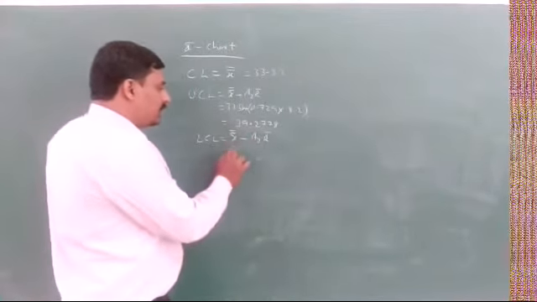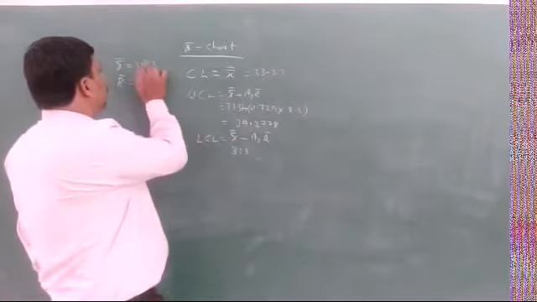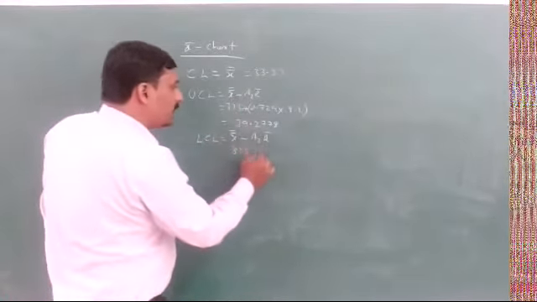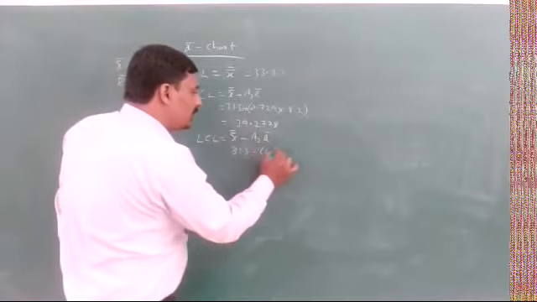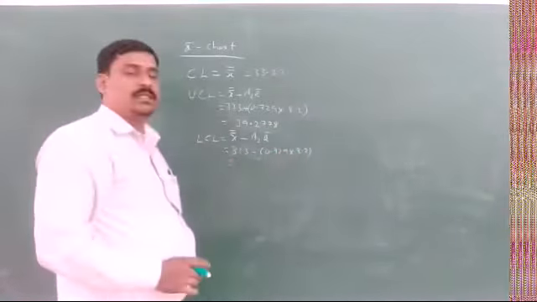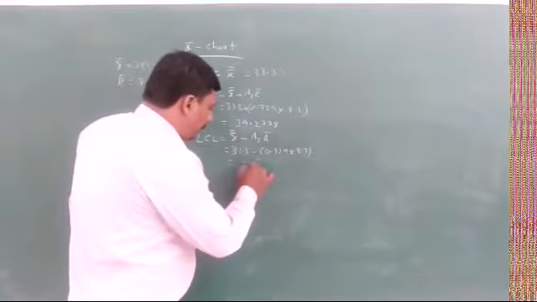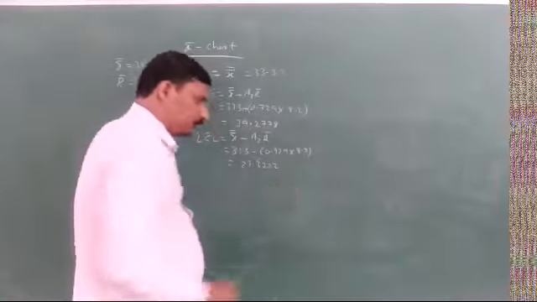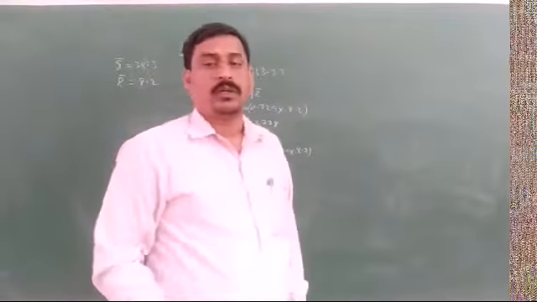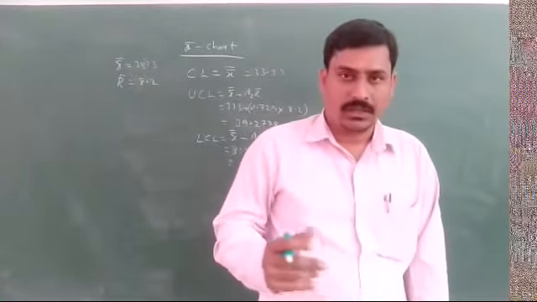And the lower control limit is X double bar minus A2 R bar. X double bar is 33.3, minus A2, which is 0.729, into 8.2. So finally we get a lower control limit of 27.3222. So this is the upper control limit and lower control limit for the X bar chart when standards are not given.